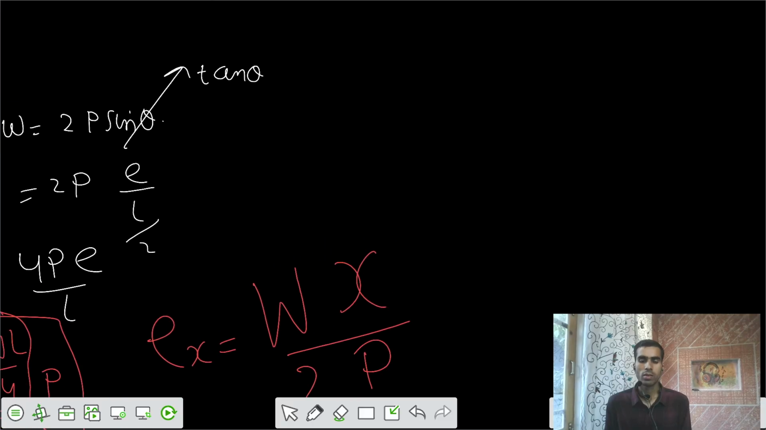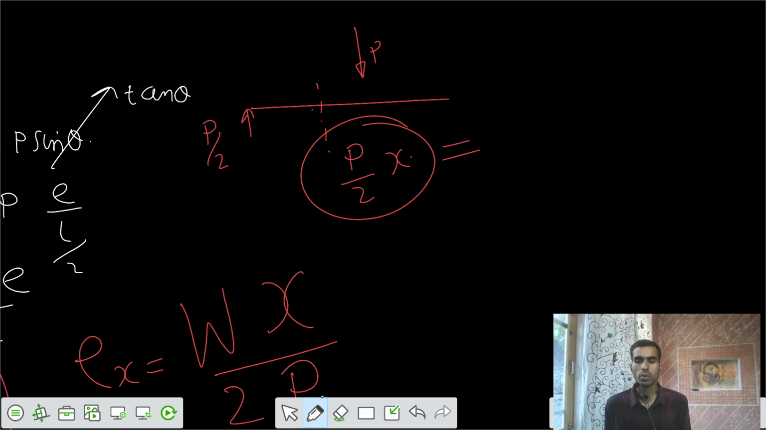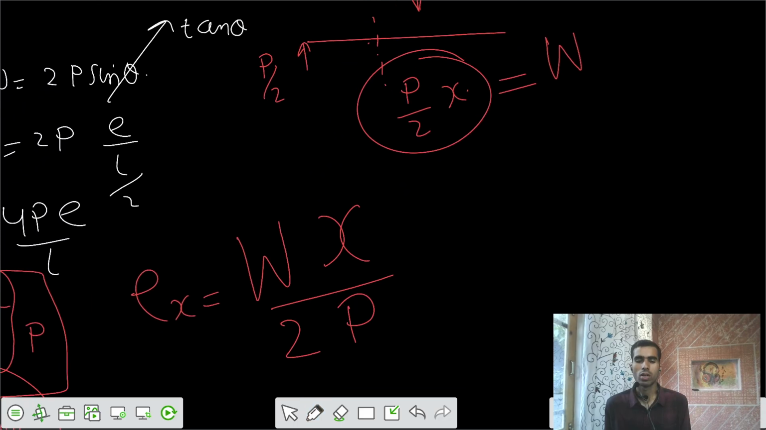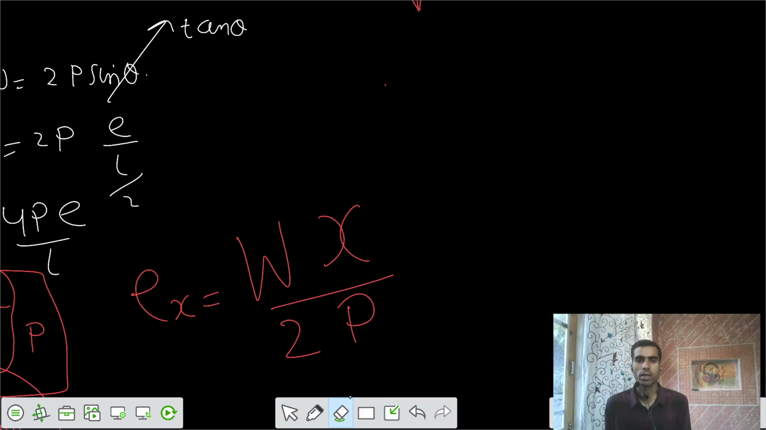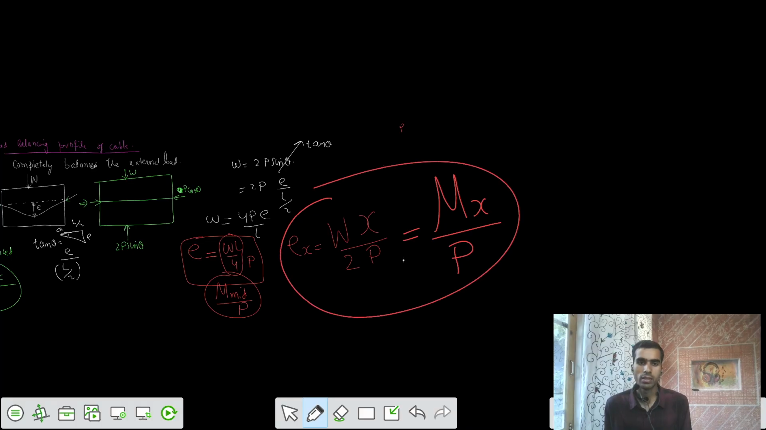So if I say what is the moment at the particular section, if I have a particular section, I would say you are applying a load of P. Here the reaction would be P by 2, and the moment here would be equal to P by 2 of X. So P by 2 of X should be balanced by W into... not, it is not in this way. So I would say Wx by 2p, or that's also equal to moment at any x divided by p. So I would say that this is the equation.